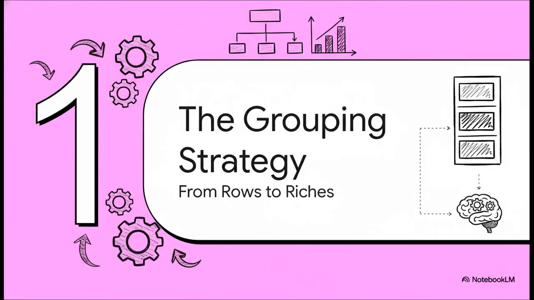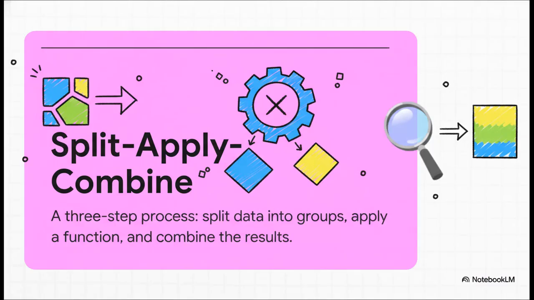So, to really get this, we need a strategy. This isn't just about mashing keys and writing code, it's about thinking in a structured way. Let's break down the mental model that makes this whole thing work. And here it is, split, apply, combine. This three-step process is the core logic behind every single group by you'll ever do. First, you split your data into different groups. Then you apply some kind of calculation to each of those groups. And finally, you combine all those results back together.